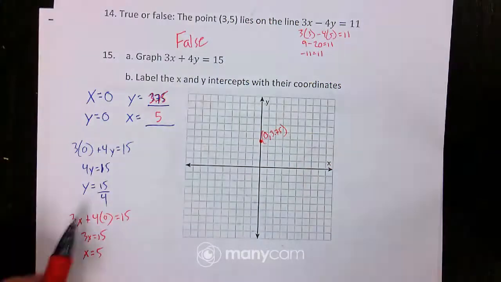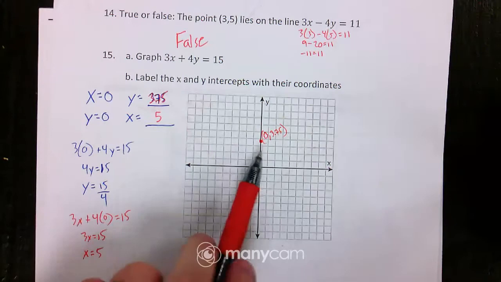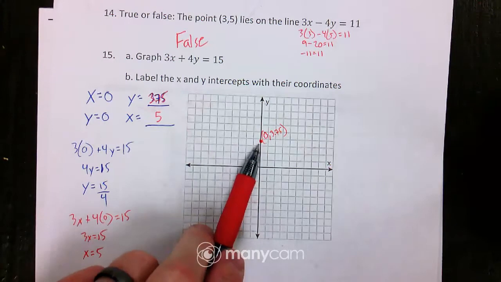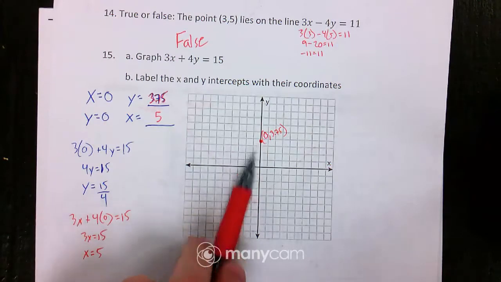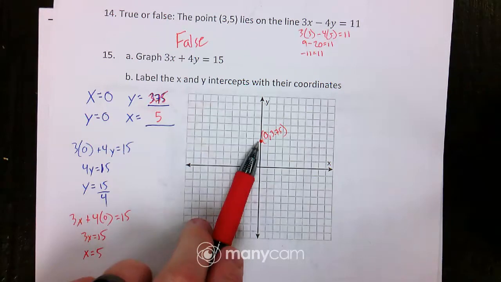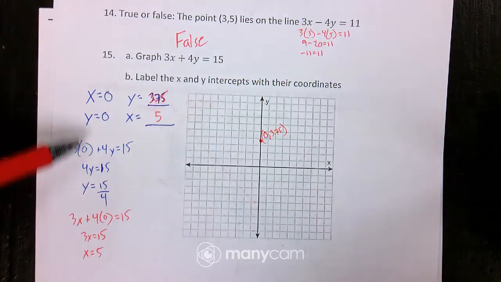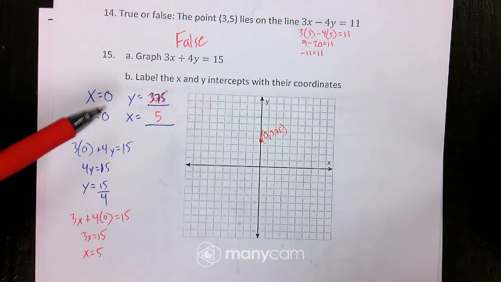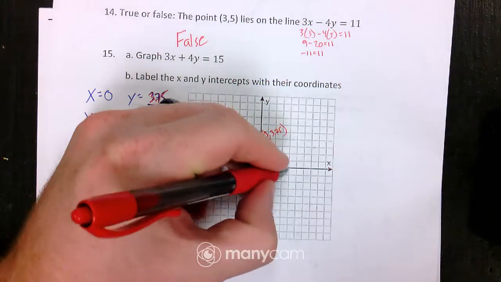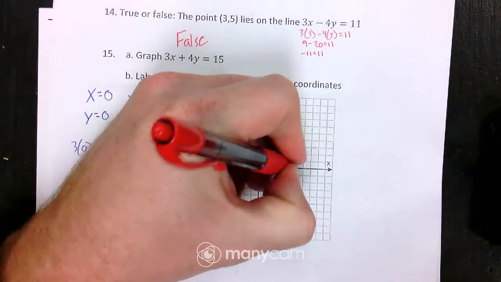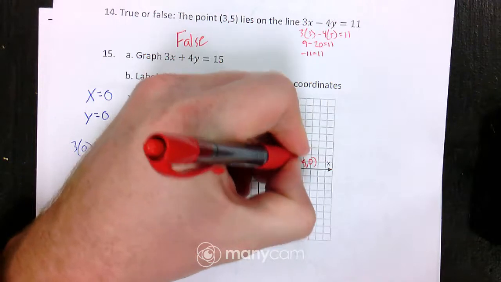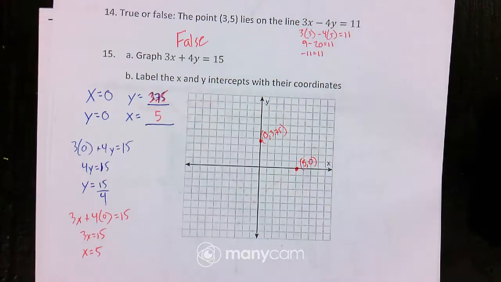3.75 is, you could keep it as 15 over 4, but I mean, not everybody in their head knows how to graph 15 over 4, but if I switch it to a decimal, 3.75, I can graph that pretty easy. Then I have 0, 5, or 5, 0. So 1, 2, 3, 4, 5. So I have a line that goes through those 2 points.